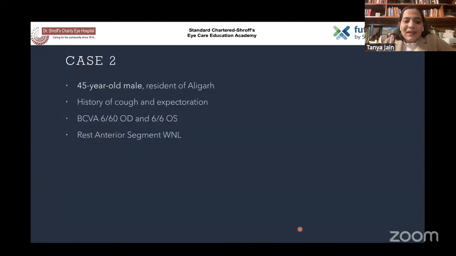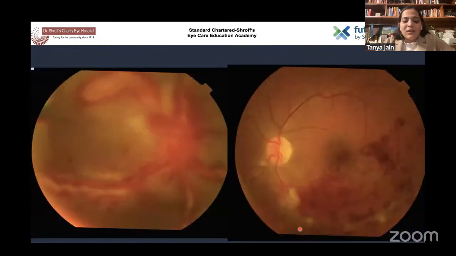Now, my second case is a 45-year-old male resident of Aligarh. History of cough and expectoration. Vision is 6/60 and 6/6 in the right and the left eye respectively. So look at this. In the right eye, there is massive vasculitis along the major arcades, along with a lot of hyperemia of the disc. And if you see in the left eye, there is an inflammatory branch retinal vein occlusion. You can see this vasculitis causing an occlusion.